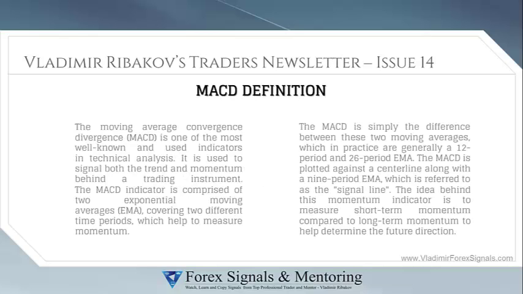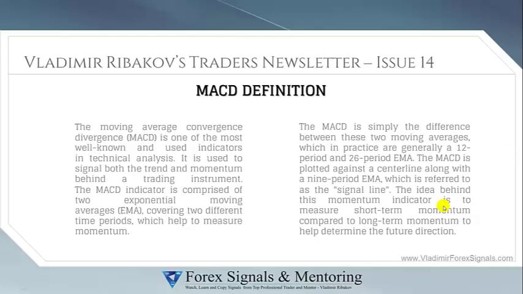The next one is the MACD. By definition, it's the moving average convergence divergence indicator. It's one of the most well-known and used indicators in technical analysis. It is used to signal both the trend and momentum behind a trading instrument. The MACD indicator is comprised of two exponential moving averages, in short EMAs, covering two different time periods, which help to measure the momentum.